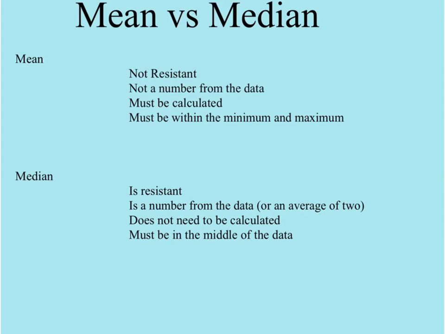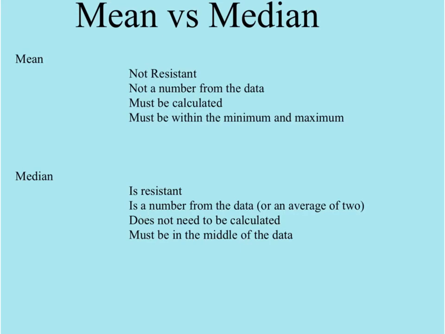The median, on the other hand, would just shift a number over. You had them in your ordered list, and it would just shift over. So the mean is not resistant to outliers, but the median is. The mean is not a number from the data. It's calculated, right? It wasn't possible to have 11.1 pairs of shoes. But the median is a number from the data, or it's an average of two actual numbers from the data.